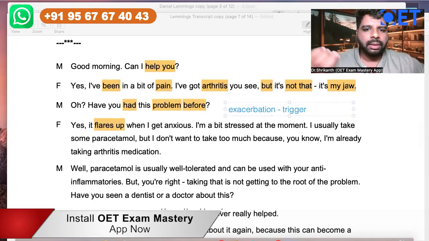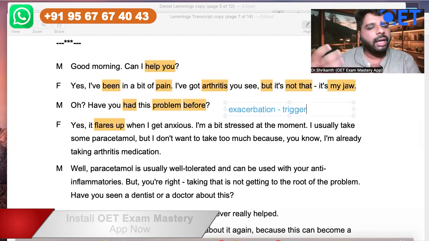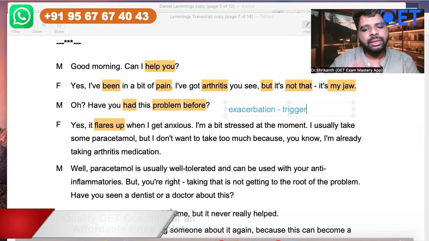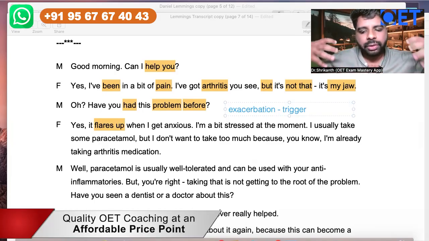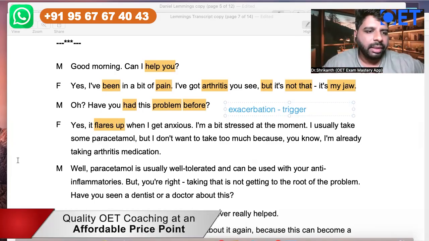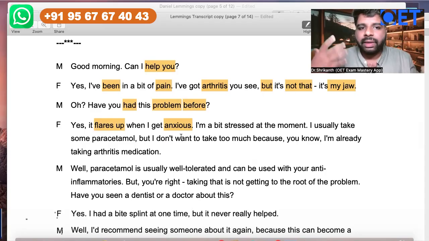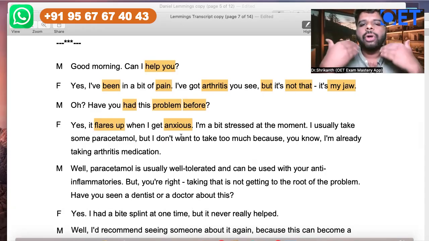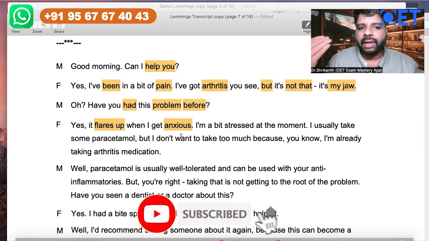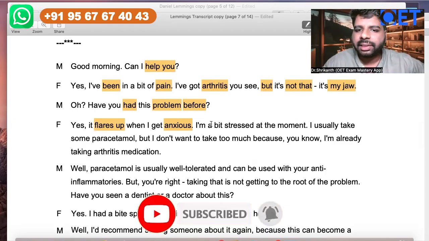See, for asthma, dust is a trigger. Pollens are triggers, right? For almost every allergic reaction, there is going to be a trigger. And for some diseases, there is going to be a trigger, and because of that trigger, some disease happens. So here she is saying the trigger is anxiety. Okay, that is when she becomes anxious, her jaw pain actually increases. It flares up. I'm a bit stressed at the moment.